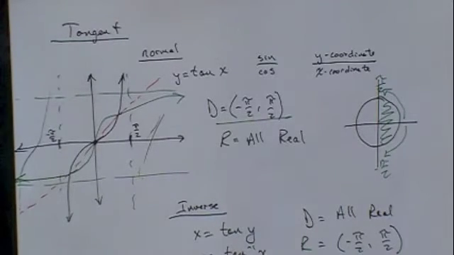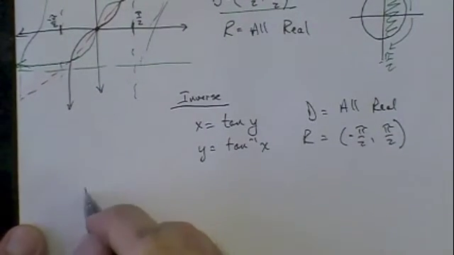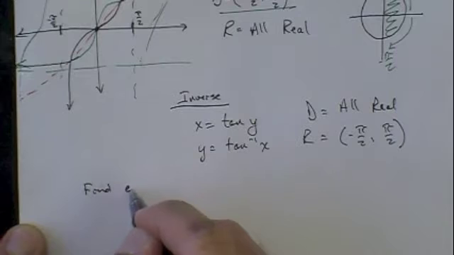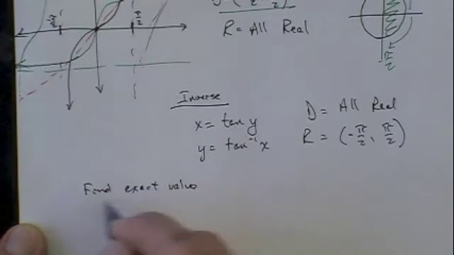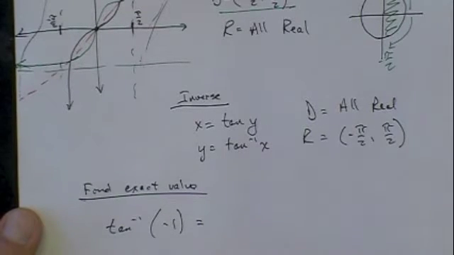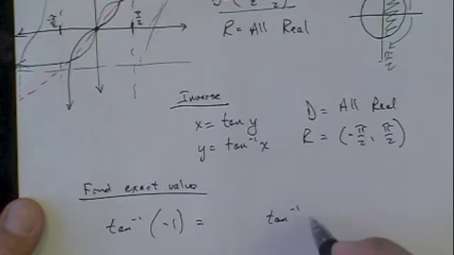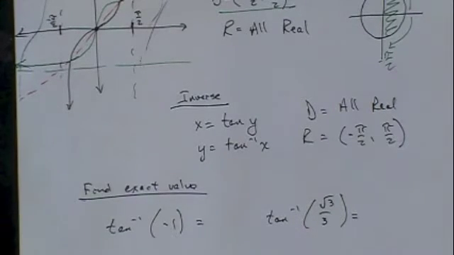So again, we're looking at if we're going to find exact values. Using our unit circle, if we're going to find the inverse tangent of negative 1, where on the unit circle would we have a value of negative 1? Or what about the inverse tangent of square root of 3 over 3? Where do we find those values on the unit circle?